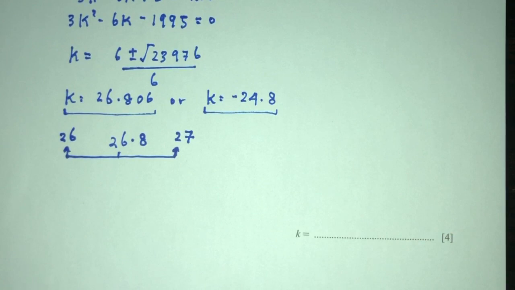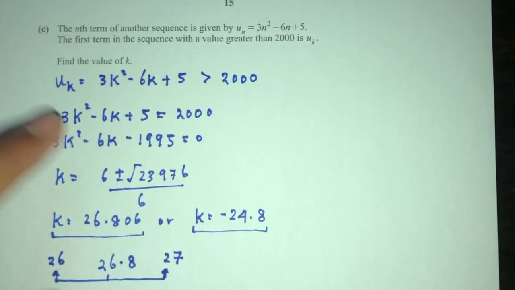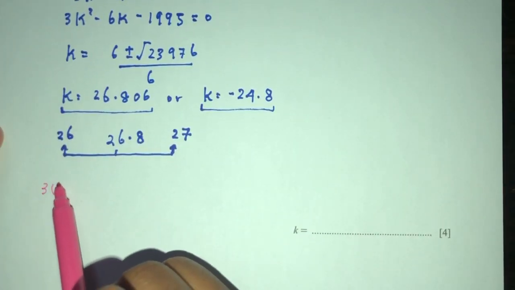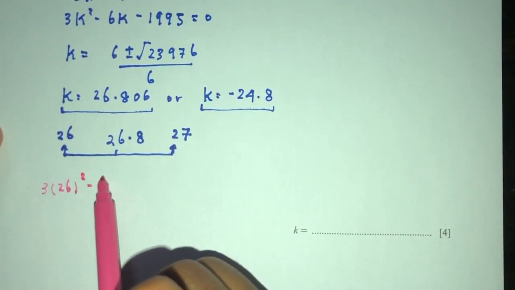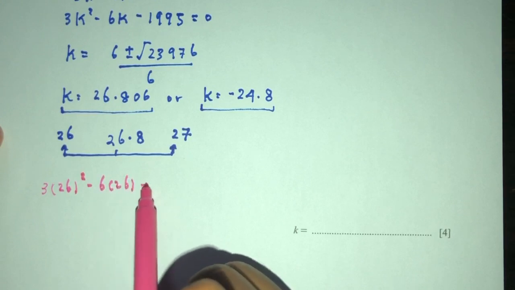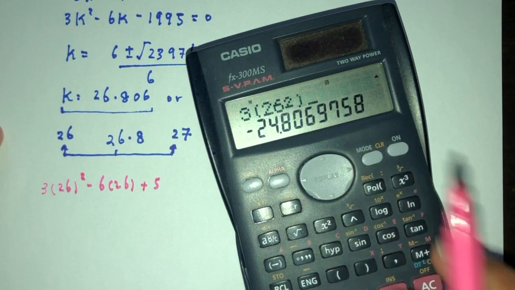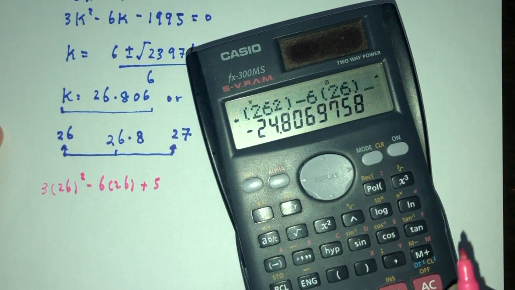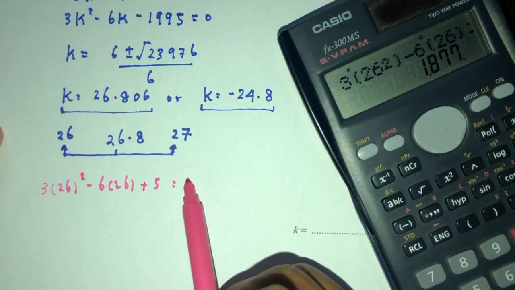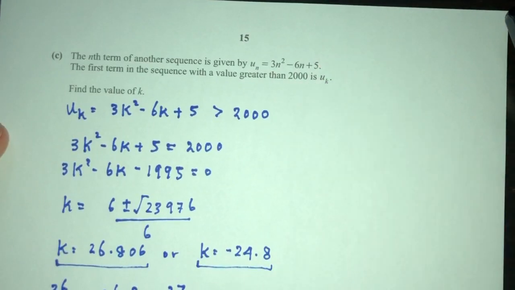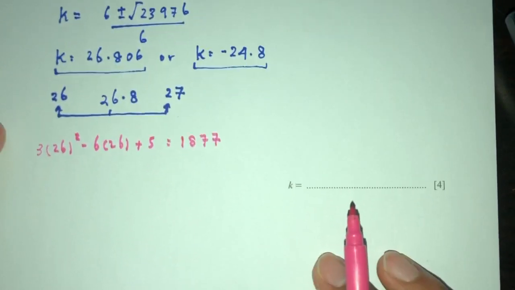Now we have to check which one makes sense. So we place it back in your equation of this one. That'd be 3n squared minus 6n plus 5, with n as 26. So 3 times 26 squared minus 6 times 26 plus 5. That is 1877, which is not more than 2000. So obviously that should be the other one, but let's check just to make sure.